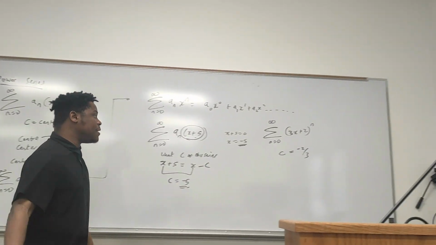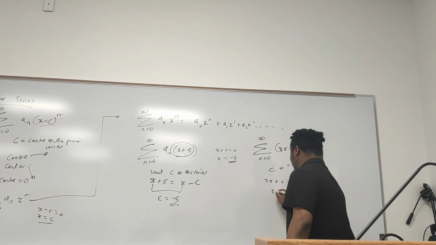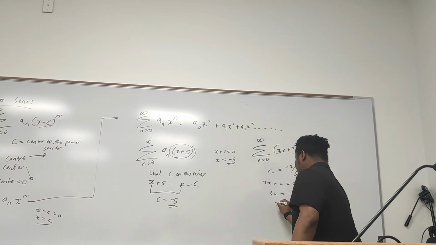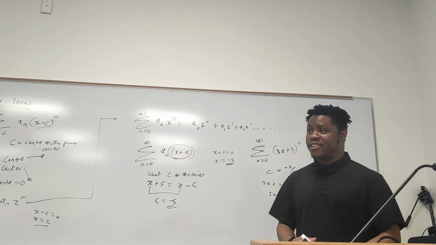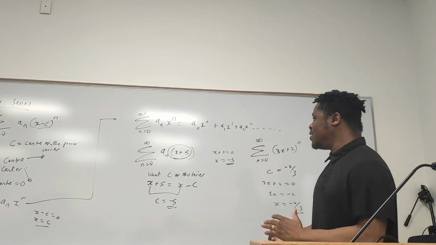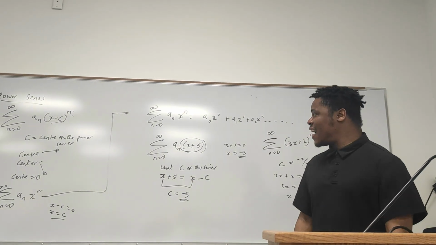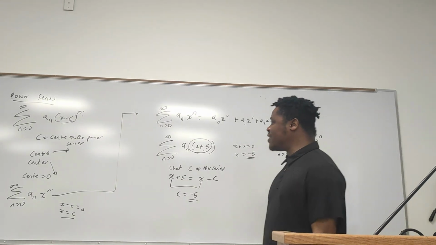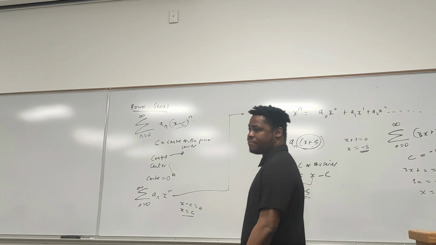The same way here it becomes 3x plus 2 is 0, so 3x becomes negative 2 and x becomes negative 2 over 3. That's how you find it. So if you have a power series, the value of x when everything here is 0 would give the center, right? And that is why when c is 0, our power series becomes this guy here.